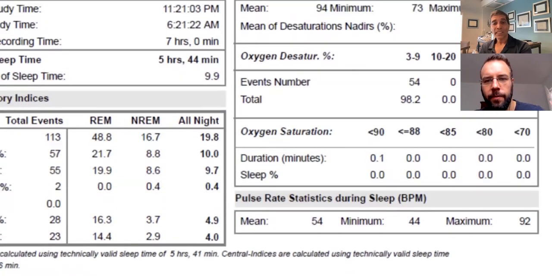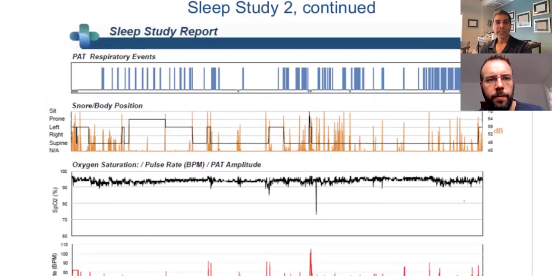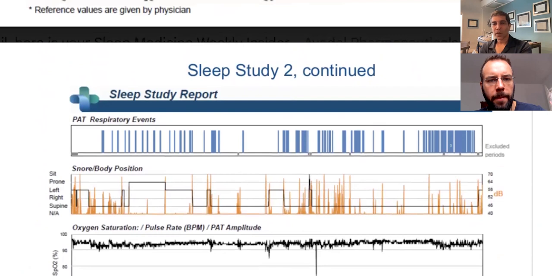The mean pulse here is 54. That's, they're probably in reasonable shape. It's a good mean pulse. The minimum is 44. The maximum is 92. Remember I said 40 to 90 is normal, the range? And this person's 44 to 92, which makes sense. The stress of the sleep disordered breathing just elevated them a little bit. We'll keep going. And here, I'm going to skip over the parts I don't look at.